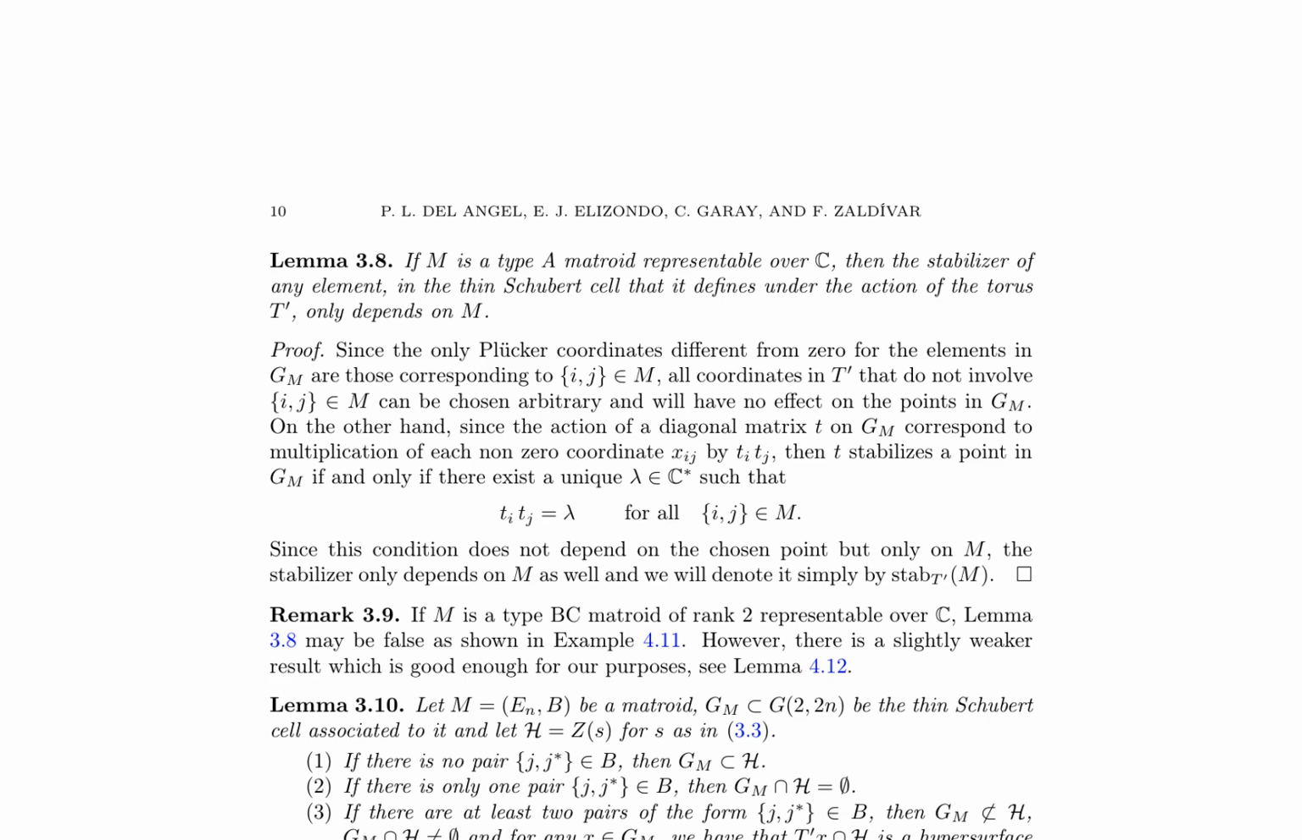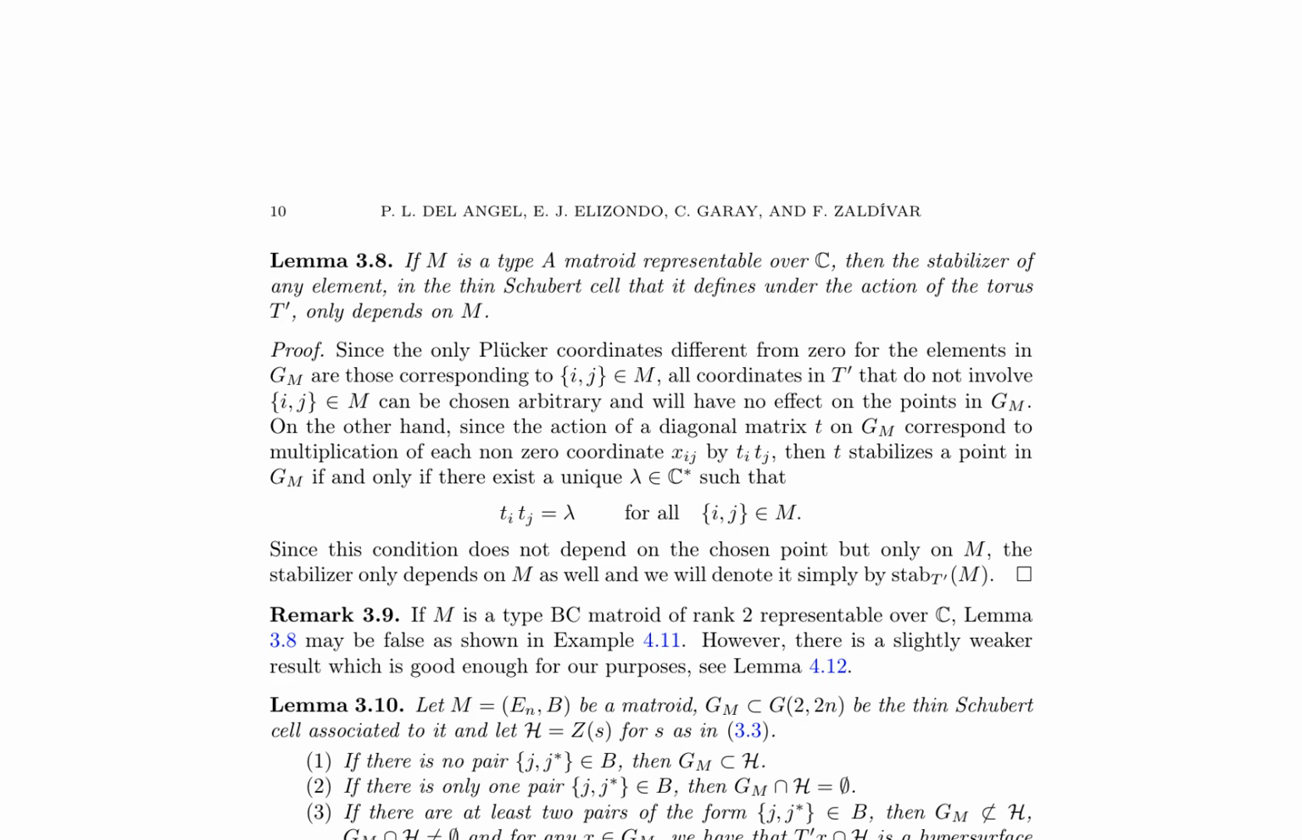In the realm of matroid theory and algebraic geometry, a crucial relationship exists between matroids, Schubert cells, and torus actions. A key result, as stated in Lemma 3.8, is that if a matroid M is of type A and representable over C, then the stabilizer of any element in the thin Schubert cell G_M under the action of the torus T depends solely on M. This lemma provides insight into the interplay between matroids and their associated Schubert cells.